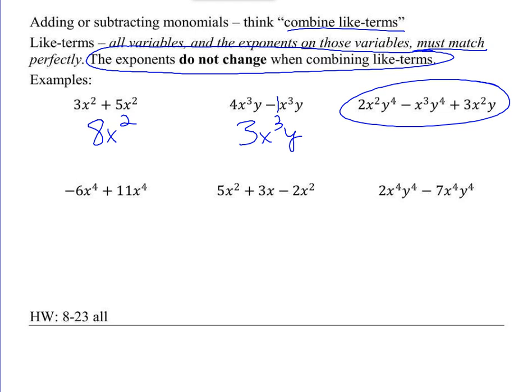How about the bottom left? Are those like terms? Got some head nods. Negative 6x to the 4th plus 11x to the 4th. I get negative 6x to the 4th, and then I'm adding 11x to the 4th, which gives me 5x to the 4th. After some practice, you'll get to the point where you don't have to sit there and think things like that. You'll just be like, oh yeah, that's like terms, and I can just combine them.